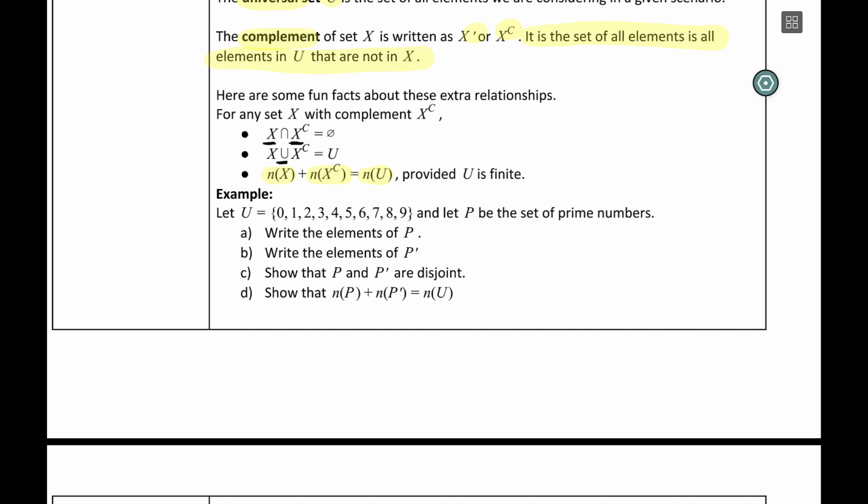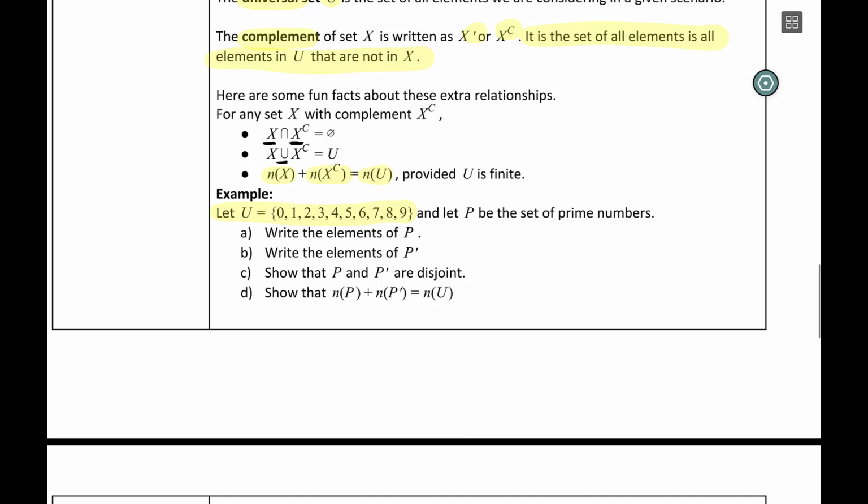Let U be the set of digits 0, 1, 2, 3, 4, 5, 6, 7, 8, 9, and let P be the set of prime numbers. Now, you might think, well, there's a lot of prime numbers, right? There's 11, there's 13, there's 17, there's 19, 23, on and on and on. There are an infinite number of primes, but we are only considering the primes that are in this set.